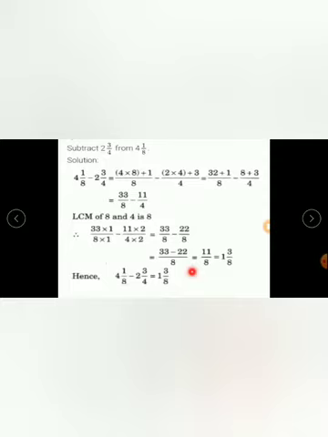So I said here you cannot split up the whole number part and fraction part and subtract. You have to convert the given mixed fraction to improper fraction and subtract. So in the case of subtraction, apply this method only. Next example.